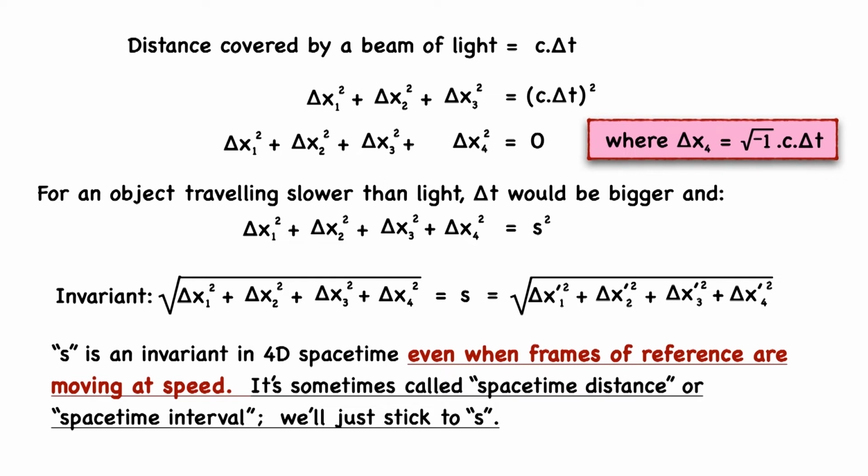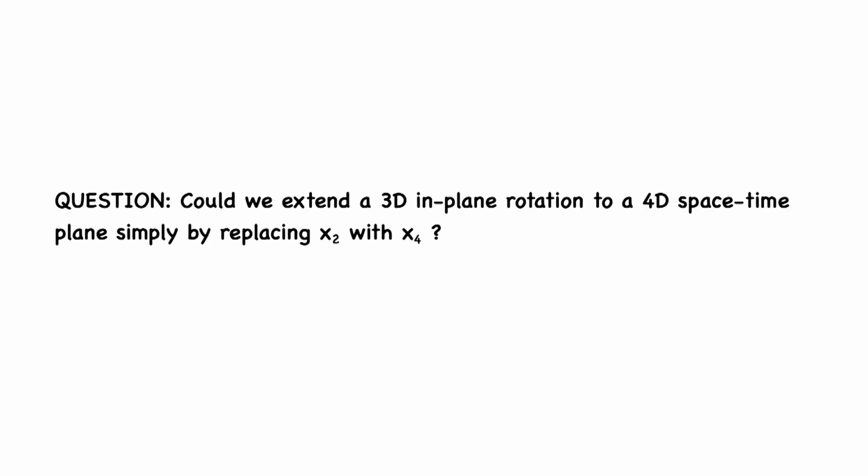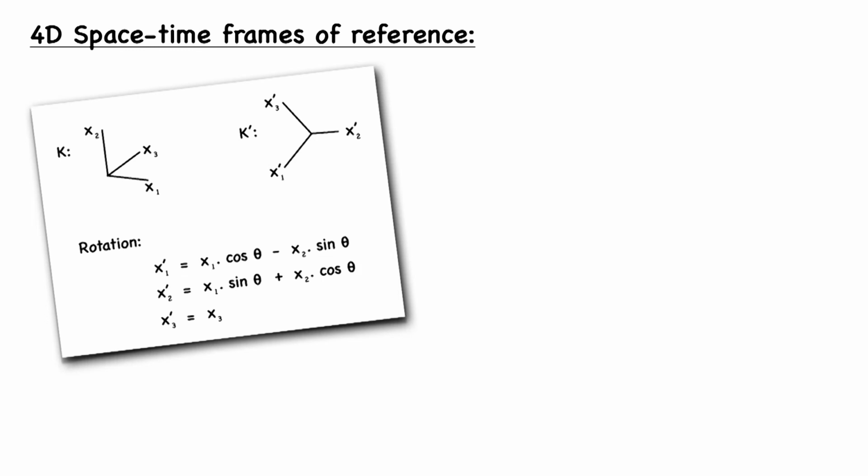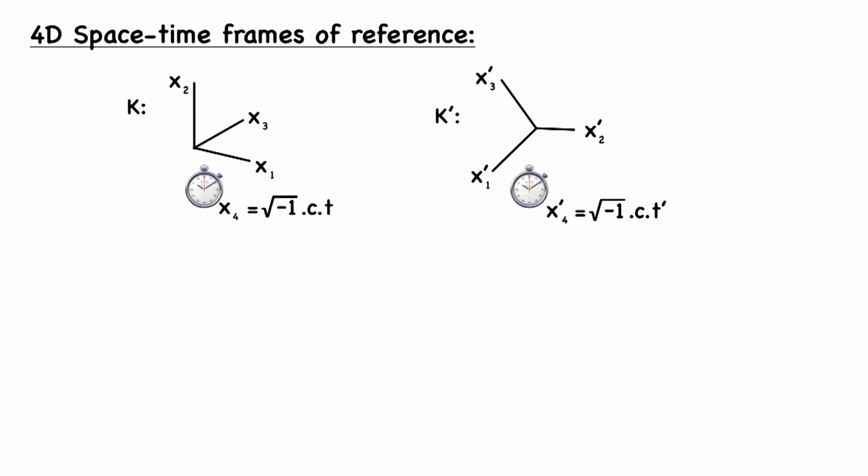Now, remember when we were looking at 3D rotations and I did the spreadsheet for the 2 points rotating in the x1, x2 plane? I'm now going to answer the question, could we extend a 3D in-plane rotation to a 4D space-time plane simply by replacing x2 with x4? So, here's a quick reminder of how a 3D rotation in the x1, x2 plane looked. To apply that to our 4D frame of reference, we simply take the equation for x-2 and make it the equation for x-4, like this.